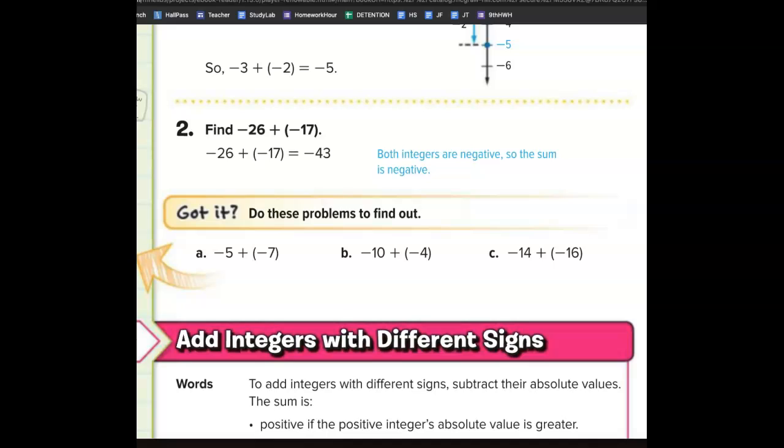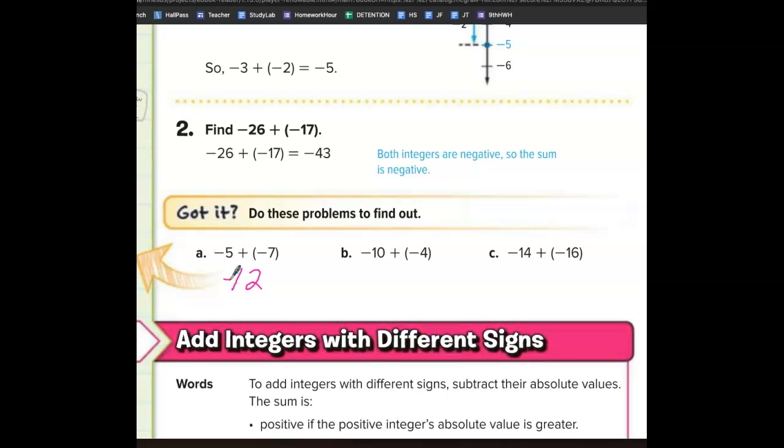-5 and -7, do they have the same sign? Yes, so we're going to add them. 5 and 7 give me 12. -12. And then they're both negative, so I stay negative. Did I answer whatever question you had? Was it A you had the question on? Oh, I thought you said you were confused on one. Oh, no, B, do they have the same sign or different signs? Same sign, so we add them. -14.